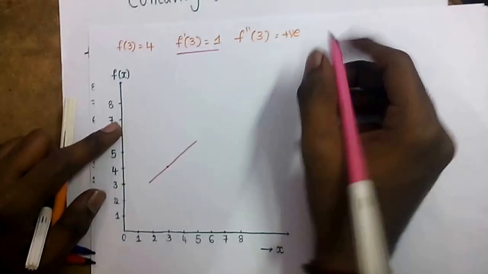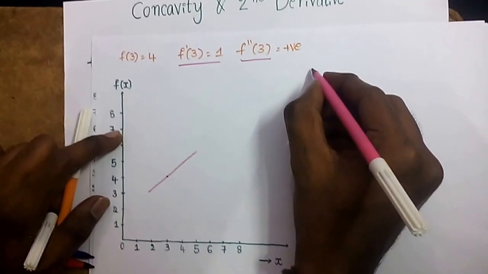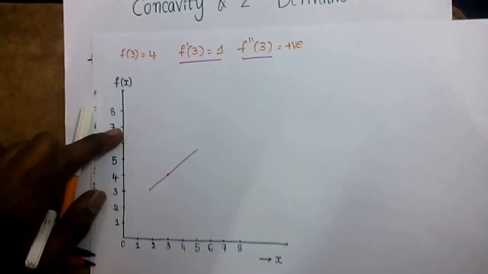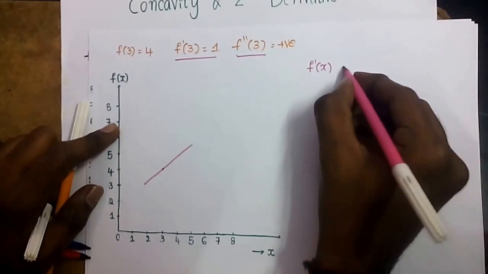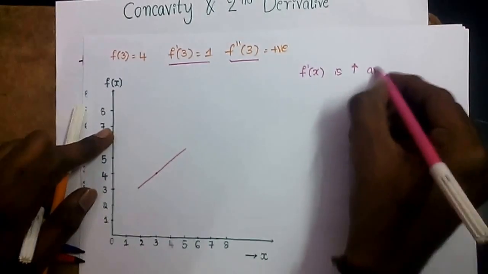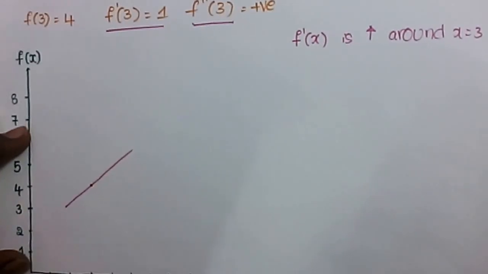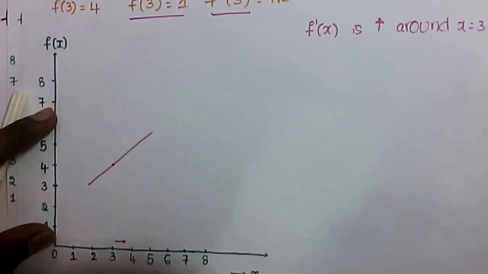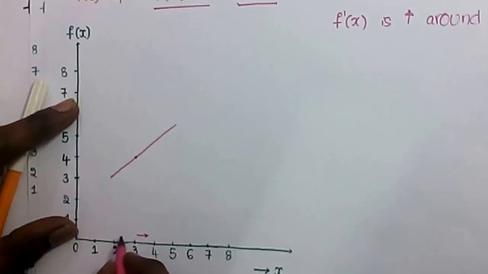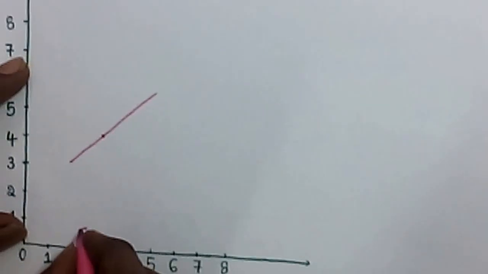What does this mean? You can think of f double prime as the first derivative of f prime of x. So if f double prime of x is positive, f prime of x is increasing. So f prime of x is increasing around x equals 3. If you take a point above 3, the slope of the tangent is going to be more than 1. If you consider a point below 3, then the slope of the tangent is going to be less than 1.